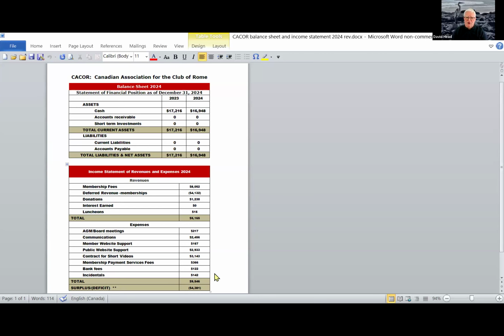A bit more concern is we didn't do some of the things that were on the general budget for that year, including updating the website. If we had done those things, that loss would have been more like $8,500, which is half of our assets.